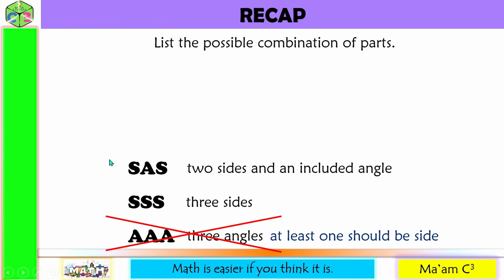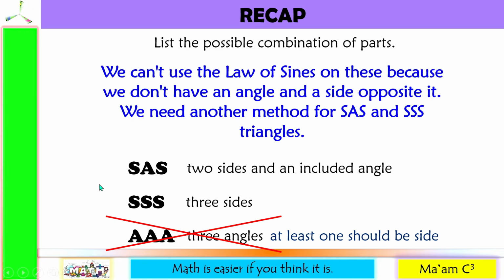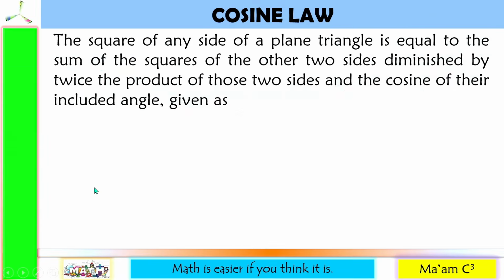For today, we are going to focus our discussion on SAS and SSS, which cannot be solved using sine law because we do not have an angle opposite to any of the sides given. So in these two, we're going to use another method, and that would be cosine law.